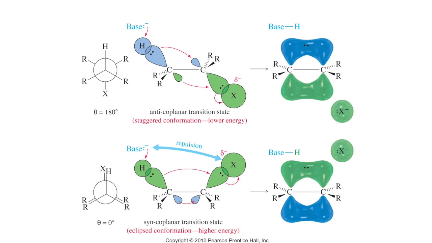Firstly, anticoplanar means on opposite sides. The halogen will go away from one side and the base will attack the adjacent carbon on the opposite side. This is not going to happen because of the repulsion, the down one. The up one may happen. Anticoplanar may happen. Syncoplanar will not happen.